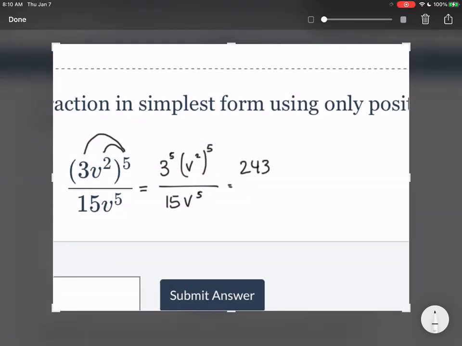And then v squared to the power of 5, that means we are going to multiply these exponents. So v to the power of 2 times 5, all over 15v to the power of 5. Okay. Any questions so far? I'm going to pause the video so you guys have a chance. All right, so simplifying further, we have 243v to the power of 10, because 2 times 5 is 10, over 15v to the power of 5.